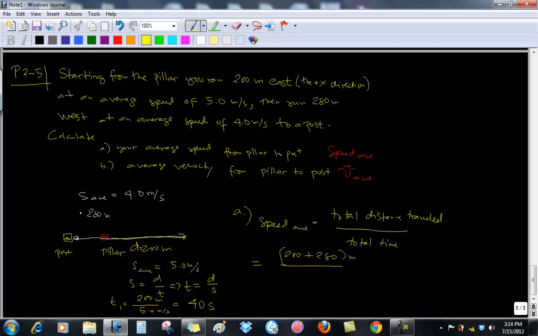Now, how about when you go back? On his way back, it took him how long? The distance he ran is 280 meters. His speed slowed down, only 4 meters per second. Therefore, the time it will take him to run that distance is distance 280, speed is 4, and that will take him 280 divided by 4, that's 70 seconds. So, 70 seconds is his time.